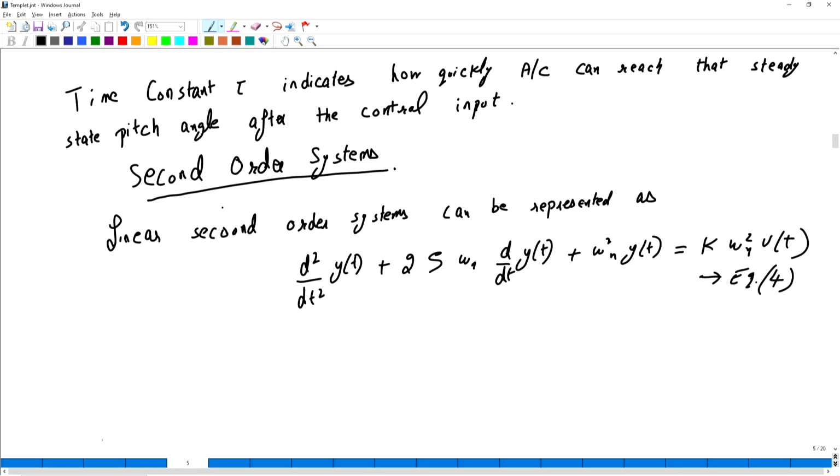So we are aware of this equation. Linear second order systems can be represented by d square y by dt square plus 2 zeta omega n dy by dt plus omega square n y of t equals k into omega square n into u of t. Here we know that zeta is the damping ratio. Omega n, we know, is the undamped natural frequency.